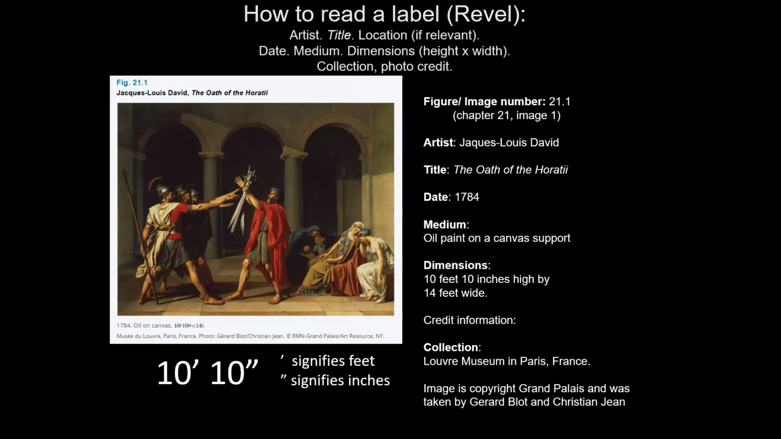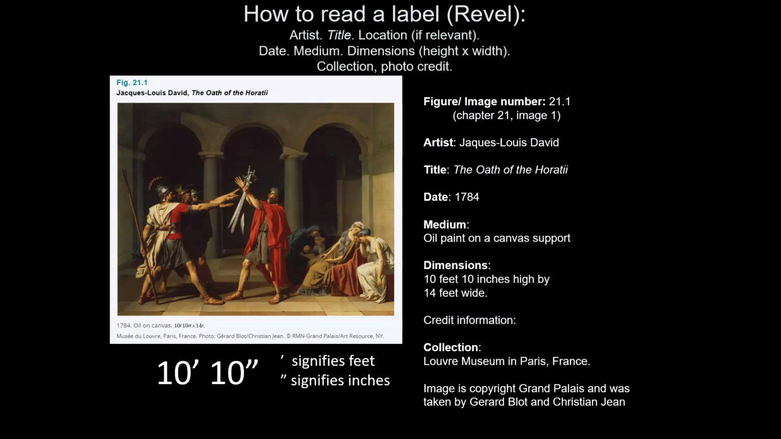And just for your own sake, below that information, we're given information about the holding museum, in this case, the Louvre Museum in Paris, France. And we also have here the copyright information, the people who are credited with taking this photograph. By the way, that is not relevant in any assignment in this class. And don't confuse, say, Gerard Blot or Christian Jean as the artist of this work of art. This is a painting made by whom? Jacques-Louis David.